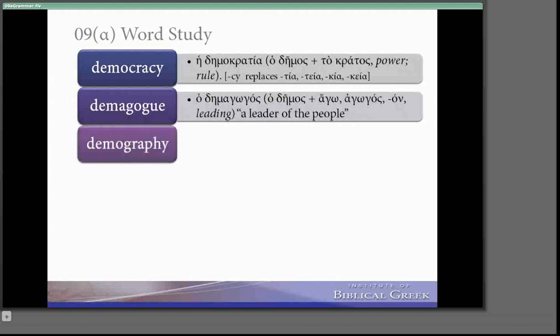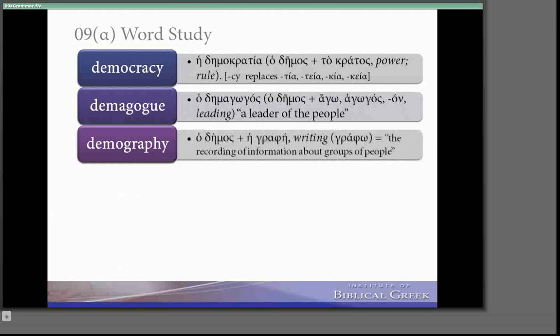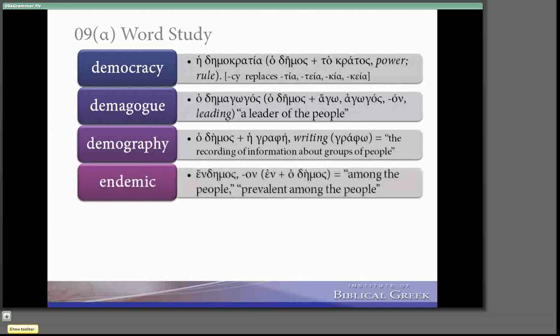Demography comes from o demos, again, people, plus a graphe, a writing. So thus, demography is the recording of information about people groups. Endemic comes from the same Greek word, endemos, which has two parts, the preposition in plus o demos. So in the people or among the people, prevalent among the people or native. Nosemata is the Greek word for diseases, so endemata nosemata is endemic diseases, or native diseases, diseases prevalent among the people.